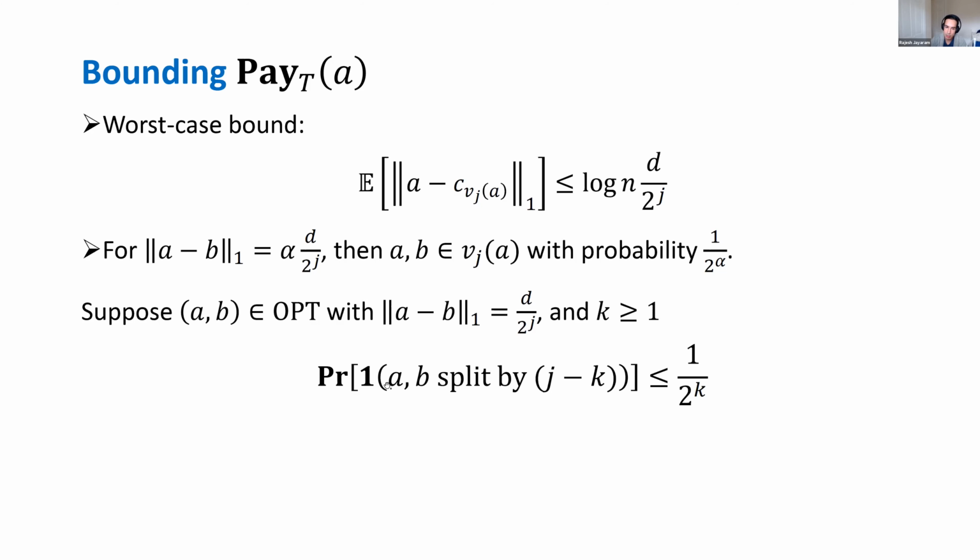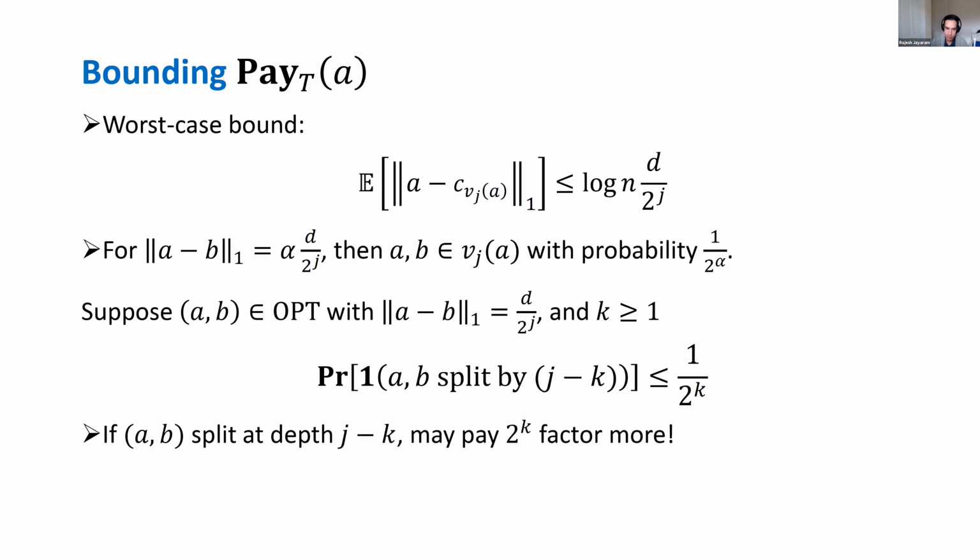And so the probability that you actually split these 2 points, split k levels early at level j minus k, well, it's not too hard to show that this is at most 1 over 2 to the k. But if that happens, if they split these k levels early, we're going to have to start paying this cost k levels early. And this cost will be roughly a 2 to the k factor larger. So if we split k levels early, we may pay a 2 to the k factor more.